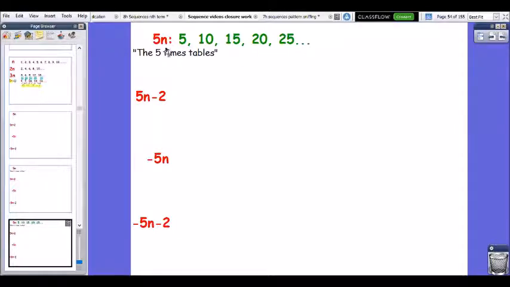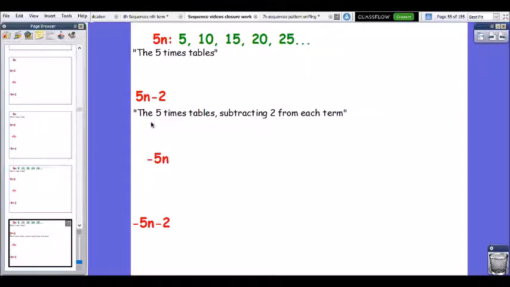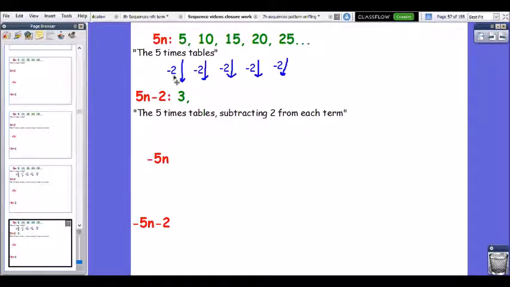Keeping that in mind, well, if 5n represents the 5 times tables, what would 5n minus 2 represent? So remember, pause the video at any time if you would like. So 5n minus 2, I'm going to write a sentence here. The sentence I'm going to write is the 5 times tables, but I'm subtracting 2 from each term. So let's think about it. The 5 times table usually starts with a 5, but if in this one I'm subtracting 2 from each term, what should this sequence start with? Well, 5 take away 2 gives me 3. So 5n minus 2 starts with a 3.